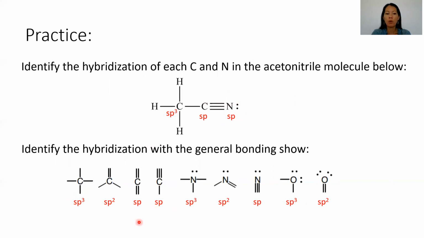Basically anything with 4 groups is sp3. Again, this nitrogen, 3 bonds and a lone pair. This oxygen, 2 bonds, 2 lone pairs. Anything with 3 groups is sp2, shown here, here, and here. And then the rest are sp2 groups.